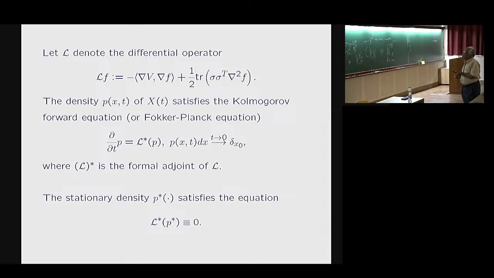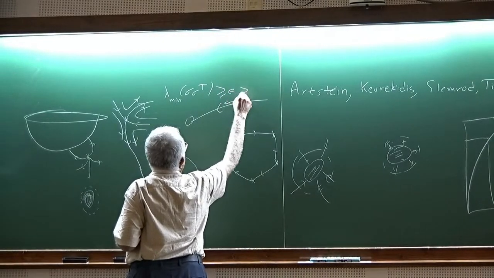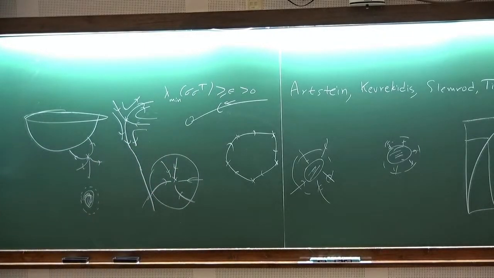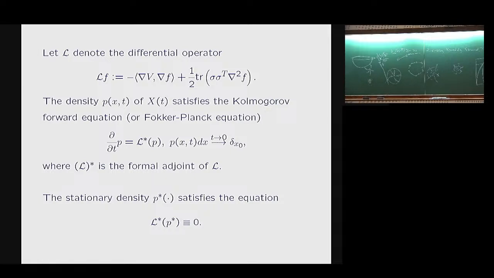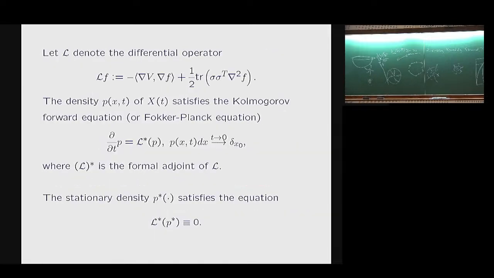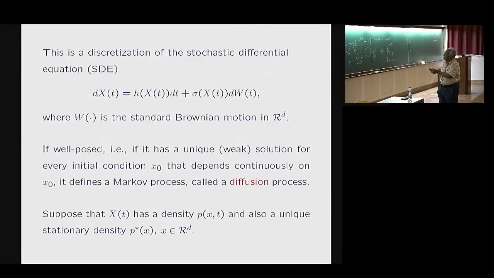Because I probably didn't mention anywhere, I have to assume that sigma sigma transpose is non-degenerate, in the sense that I'll assume all nice conditions. So the smallest eigenvalue of sigma sigma transpose should be bounded away from 0. And let's assume, there are multiple typos. It should have been H. No, sorry, I am looking at the gradient system, right?